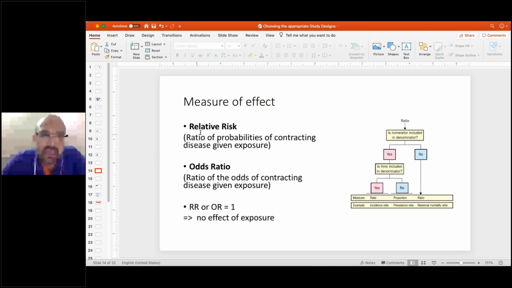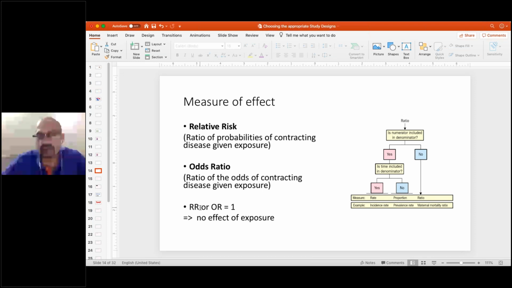That's okay. Measure of effect is generally what you would all be struggling with when you are doing your studies. If it's a cohort or a case control study, you would be trying to figure out what's the relative risk or what's the odds ratio. Relative risk is the ratio of probabilities of contracting the disease if you are exposed, whereas odds ratio is the ratio of odds of contracting the disease given the exposure.